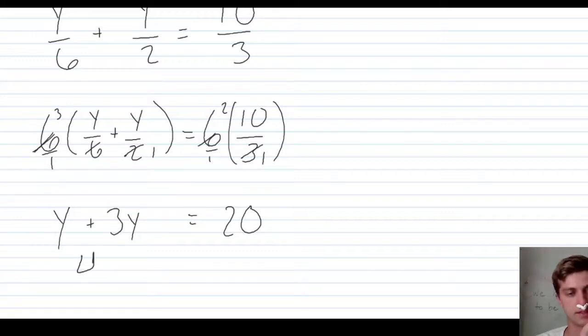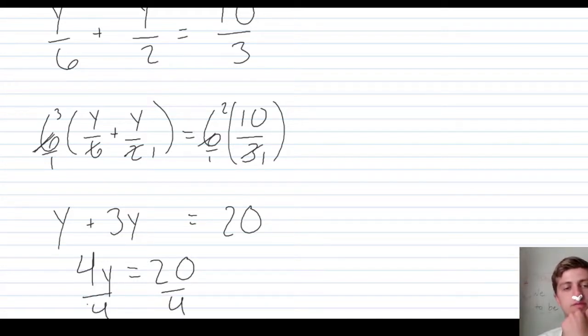1y plus 3y's gives us 4y's. Nothing changed on the right. How do we undo multiplication by 4? We divide by 4, divide both sides by 4. We're left with y equals 5.